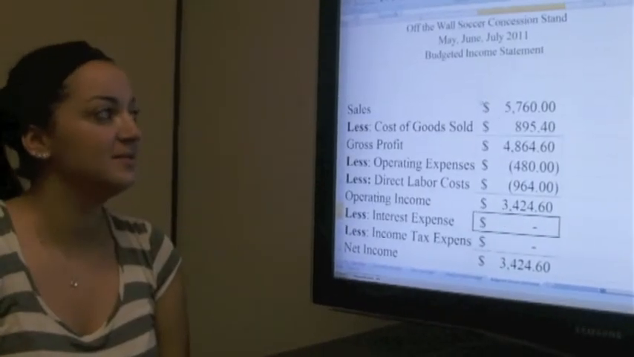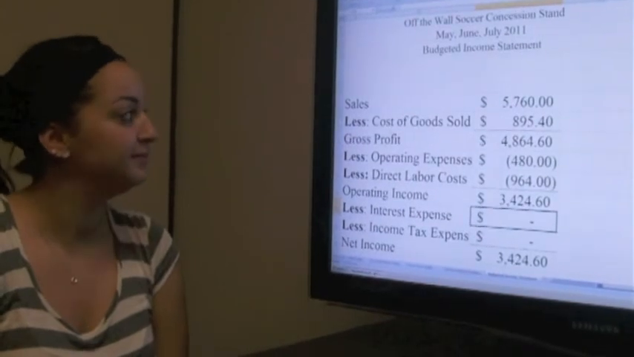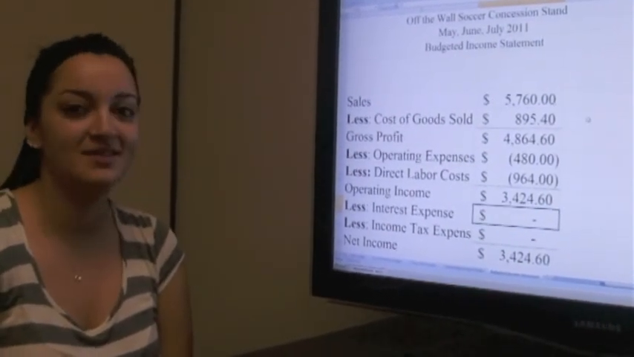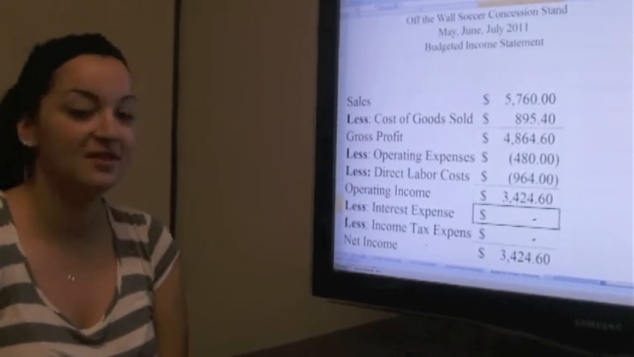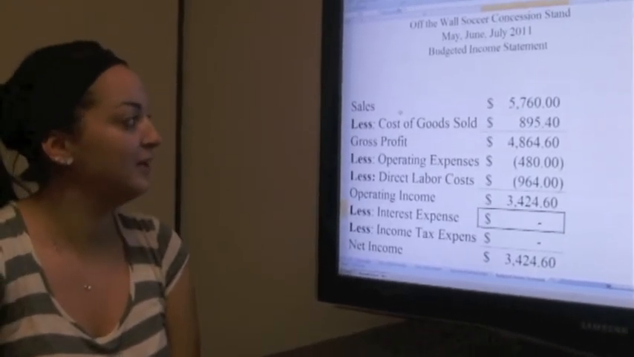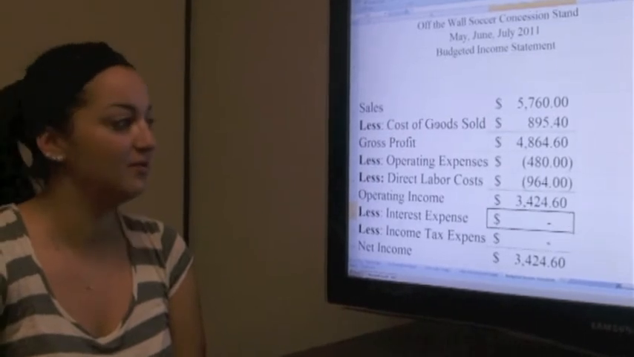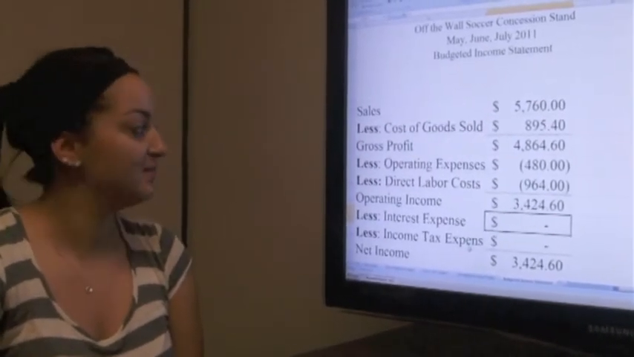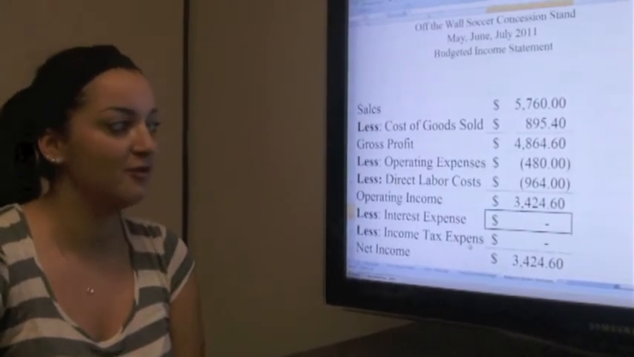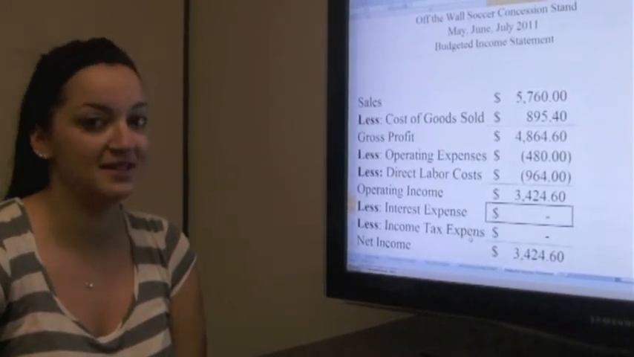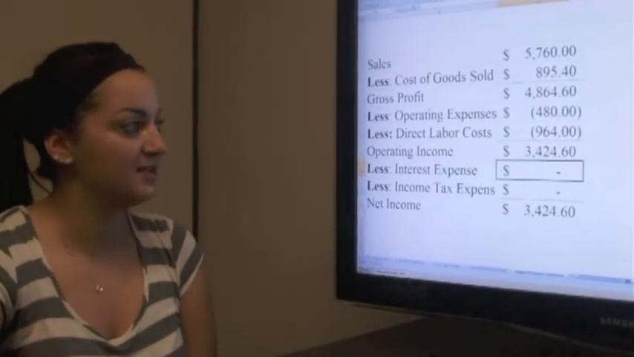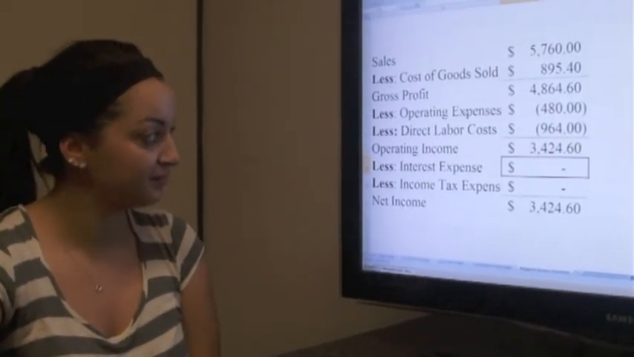This is our budgeted income statement for the months May, June, and July. We had total sales of $5,760. We got that from the sales budget. What we're going to do is subtract the cost of goods sold that we got, which is $895.40 from the direct materials budget. It gives us a gross profit of $4,864.60.